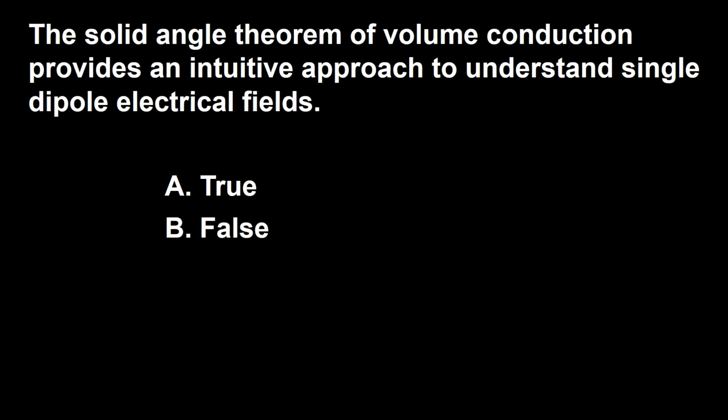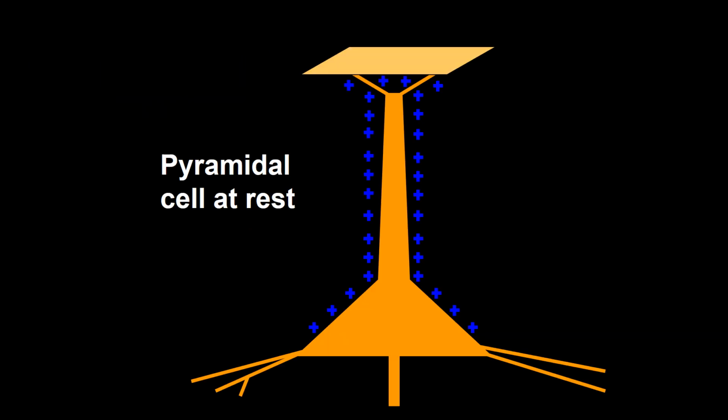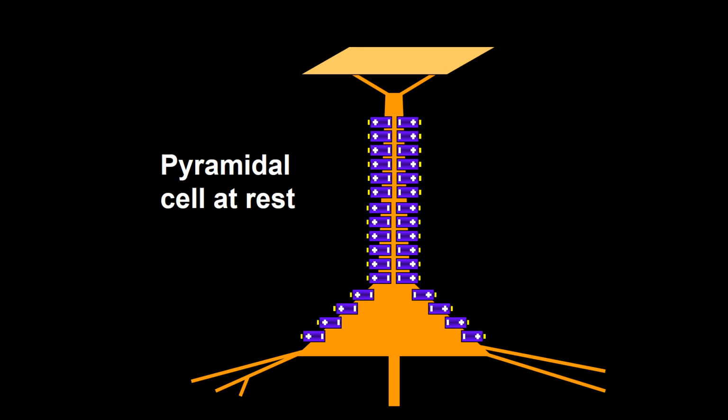Next question. The solid angle theorem of volume conduction provides an intuitive approach to understanding single dipole electrical fields. A true, B false. Previously, I have represented the cerebral cortical pyramidal cell at rest as having a thin layer of extracellular space in the vicinity of the neuron with positive charges. But we can also represent the cerebral cortical pyramidal cell membrane at rest as having tiny batteries with their positive poles towards the extracellular space and the negative pole towards the intracellular region.